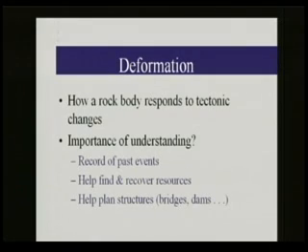reacted in former conditions. It helps us to find and recover resources. Many structures that are related to tectonic stresses will hold, for example, petroleum resources. We can also plan structures, buildings, and dams and bridges based on what we know about deformation and how things react to stress.